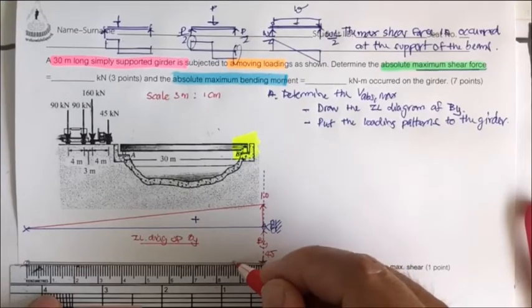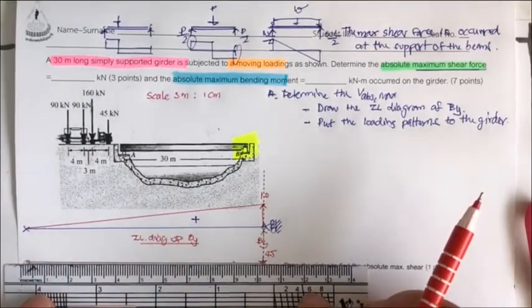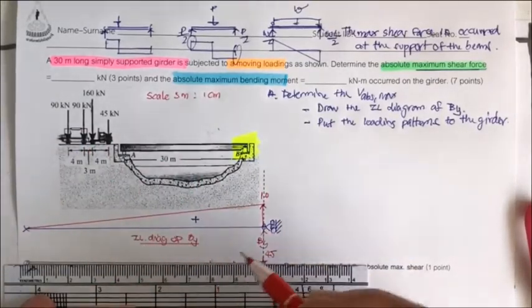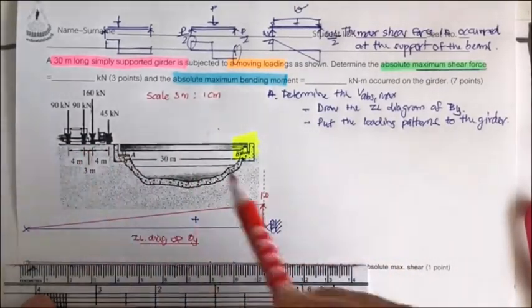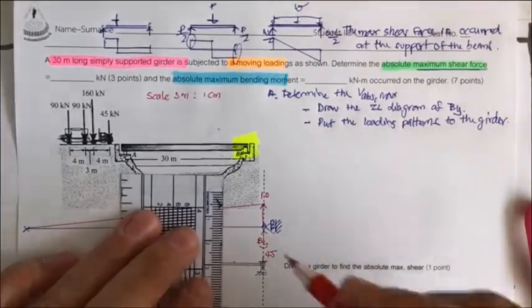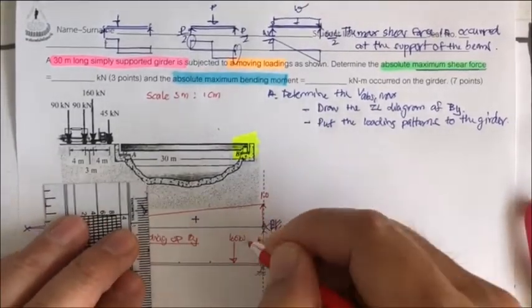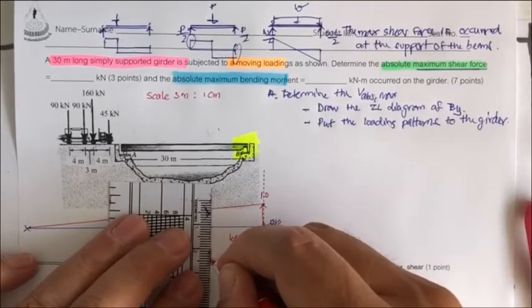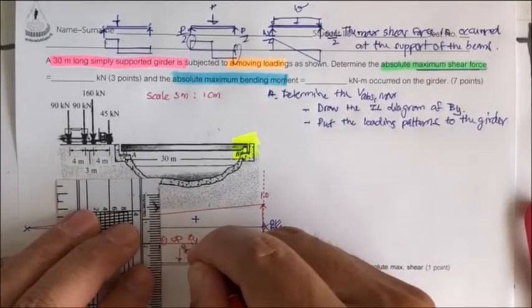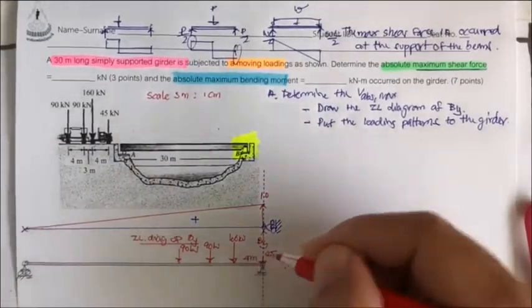1, 2, and 3. That is going to be 160, and another 3 meter is going to be 1 centimeter. That is the 90, and the 4 meter is about 1.3 centimeter. So the load for the first case is like this: 160 kilonewton, 90 kilonewton, and this one also 90 kilonewton. That is the first case.